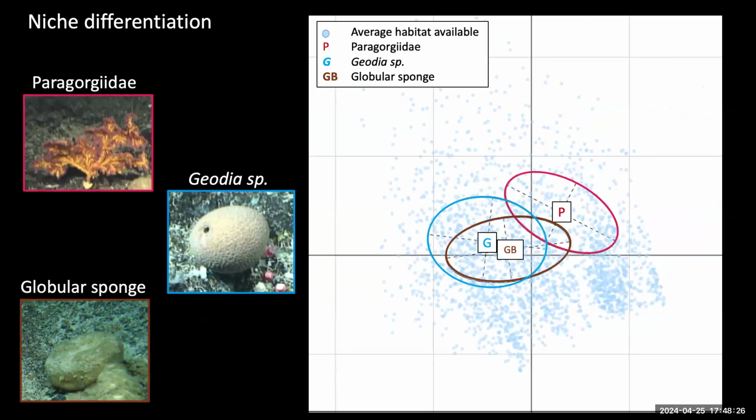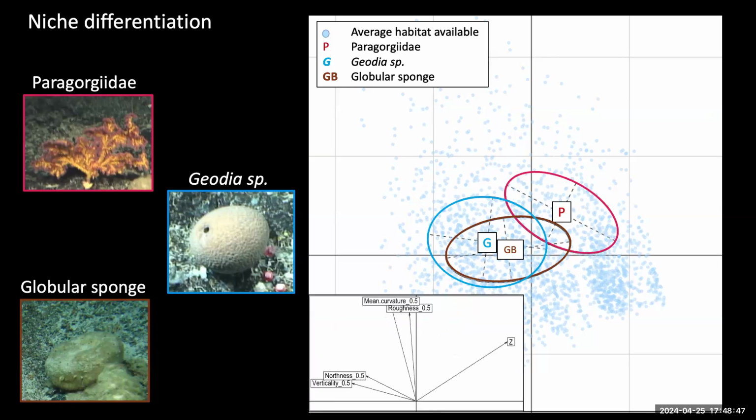So in the case of the last wall, we found Paragorgia, Geodia and globular sponge. And again, Paragorgia, the soft coral in this case, showed a higher niche differentiation, niche separation from the niches of the sponges studied. And interestingly here, it was depth that drove this separation.